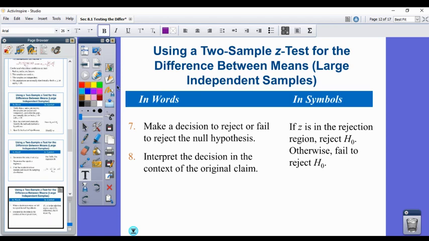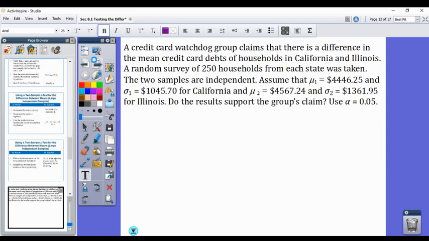Okay, so very similar to what we've been doing. Now we just have two samples instead of one sample. So the formula we use will be a little bit different because of that.